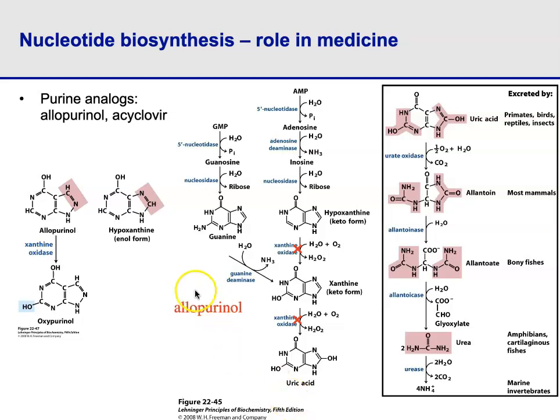So that's why allopurinol is designed to inhibit it, maybe not stop it completely, but inhibit it, so you can give a little relief to the patients with gout and make life a little bit more bearable.